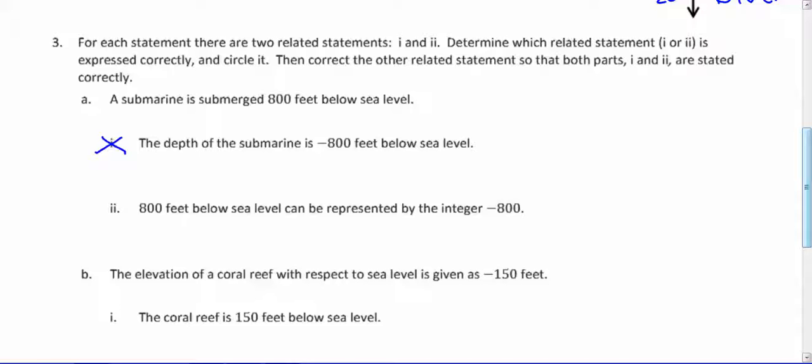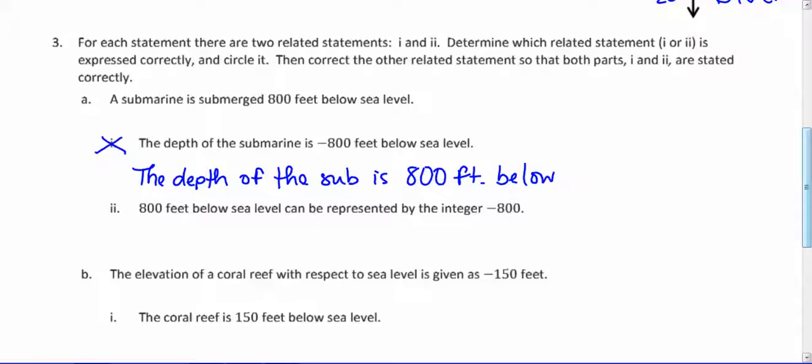Okay, let's change that then. So let's write the depth of the sub is 800 feet below sea level. There's another option as well. So he opted to make the negative number there go away and have it say below sea level, right? We have another option. Kaylin, what's our other option? Just take away below sea level. Very good. So we could just take this out up here and end the sentence right there, okay?